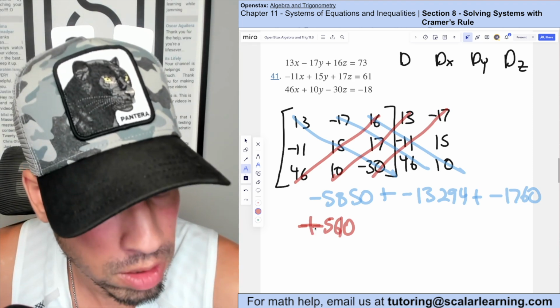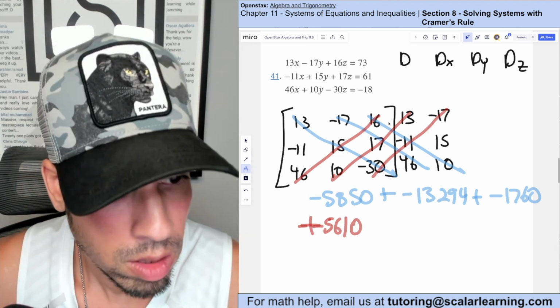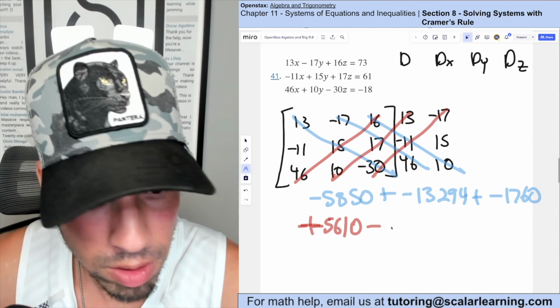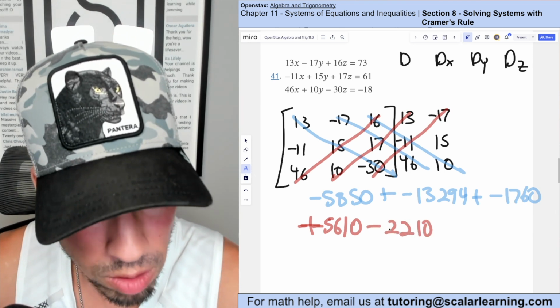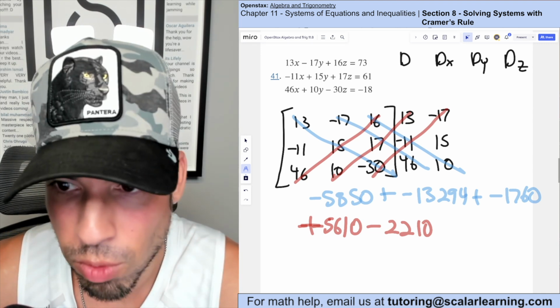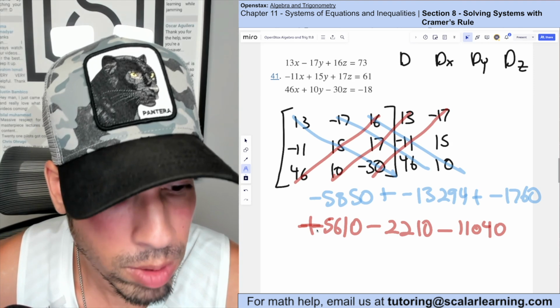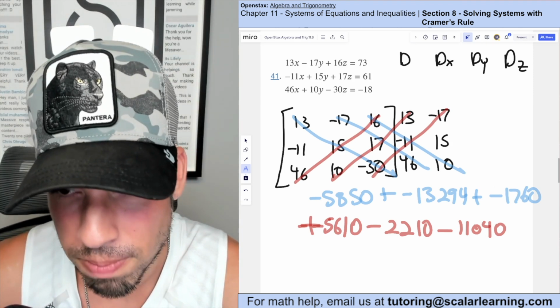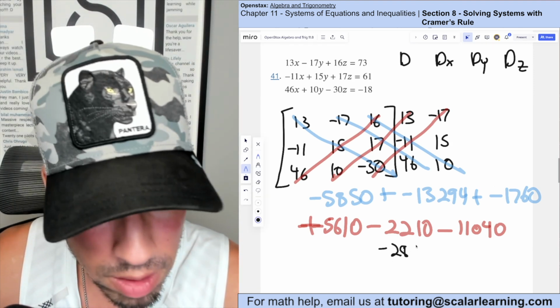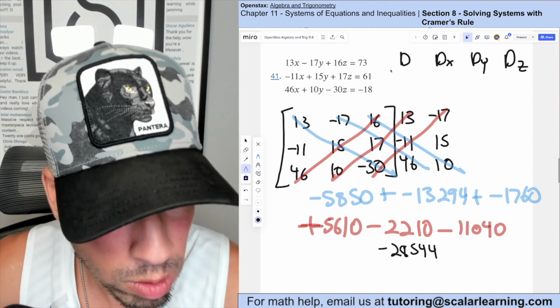So subtracting a negative is going to be a positive. And then these three multiplied give us 2,210. Again, we're subtracting that. And then 16, 15, 46. And that gives us 11,040, which we're minusing. All right, now we're going to combine all of these using a calculator. And we get negative 28,544. So we're going to put that up here.